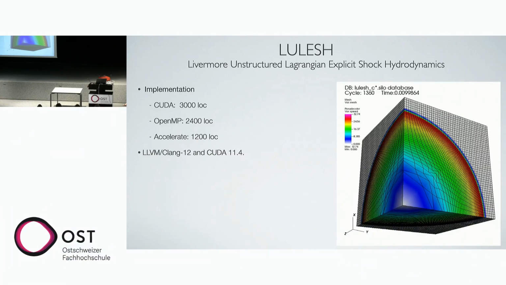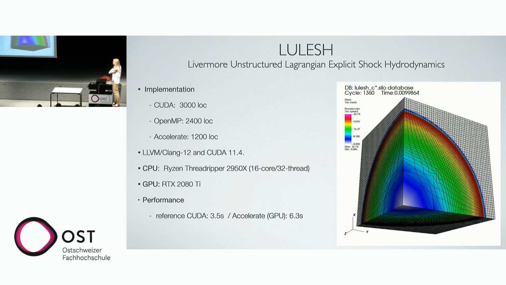Now, we just ran the benchmarks again, with a recent version of LLVM and CUDA, and for the CPU, we use the Ryzen Threadripper, and GPU an RTX 2080 Ti. The CUDA reference implementation took 3.5 seconds, where Accelerate took 6, which is really annoying. On old versions of CUDA, we were actually twice as fast as CUDA. The reason for that is also old GPUs. One reason why we're now slower than the CUDA implementation is that the latest CUDA version has optimizations for more modern GPU architectures, and our code generation doesn't have that yet.